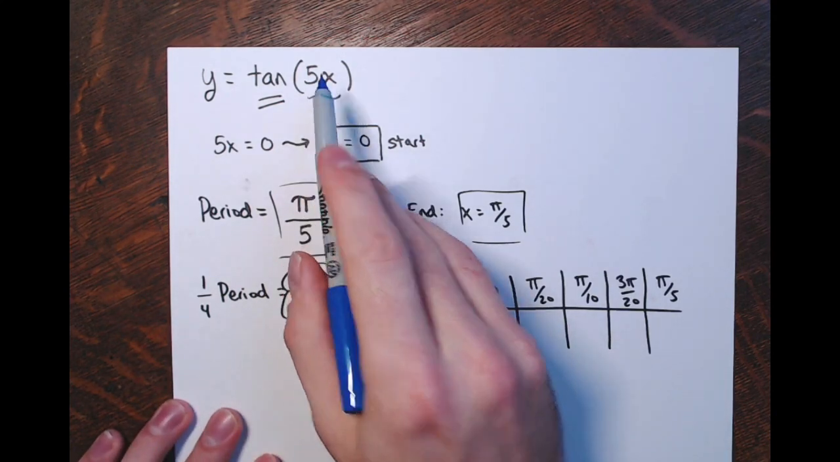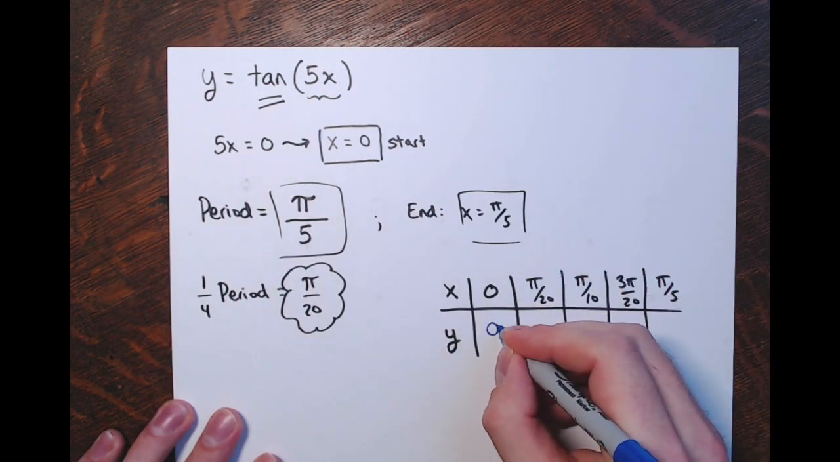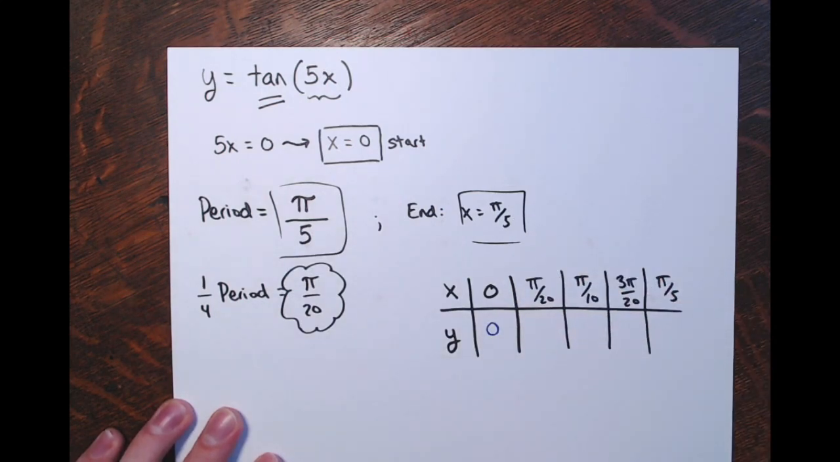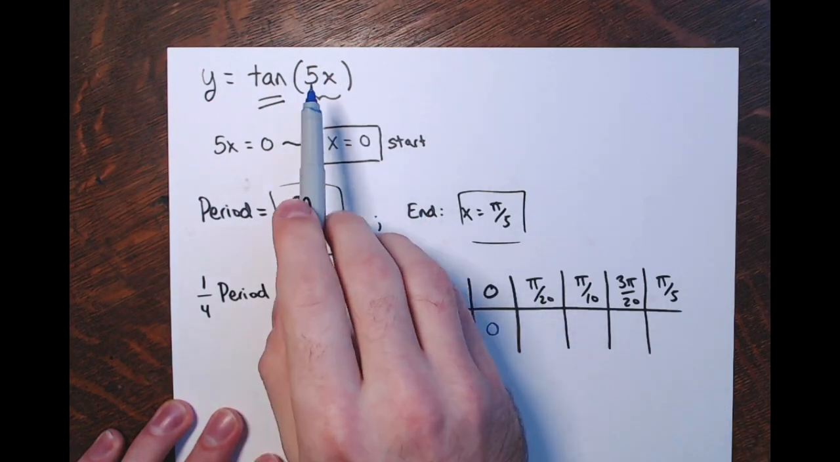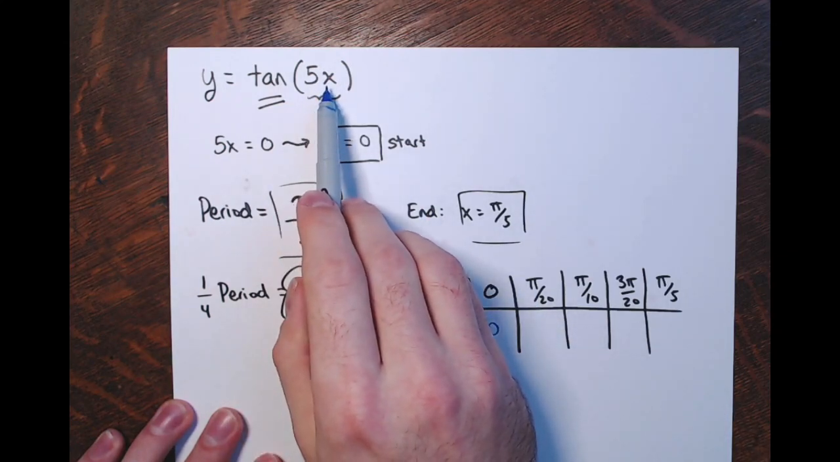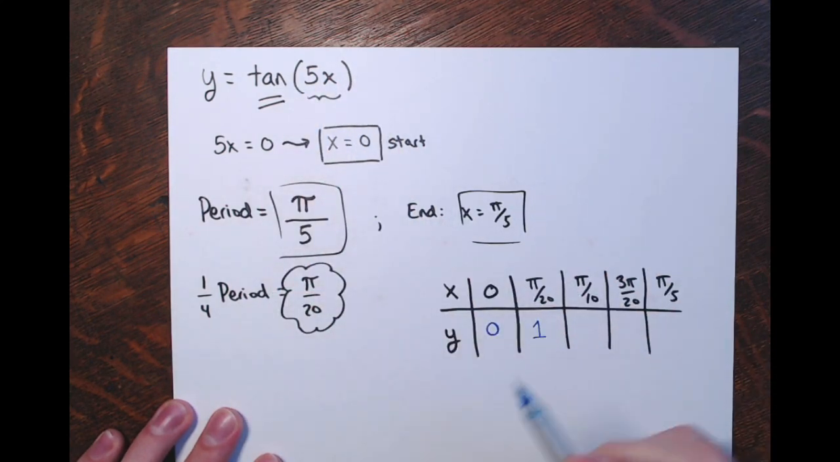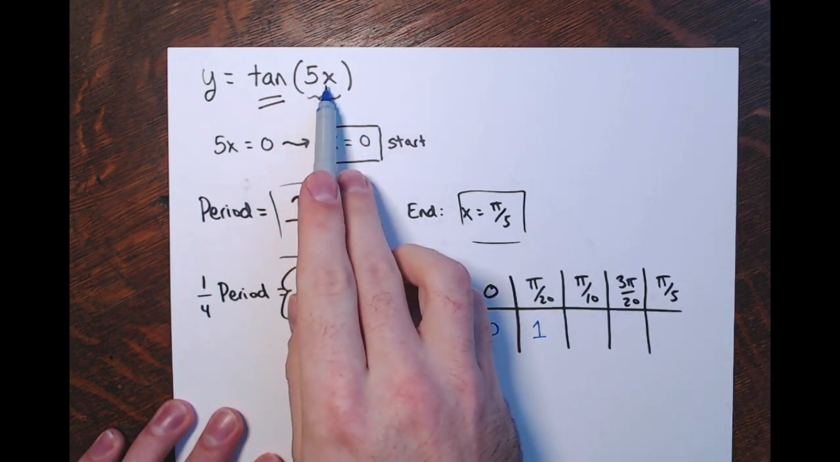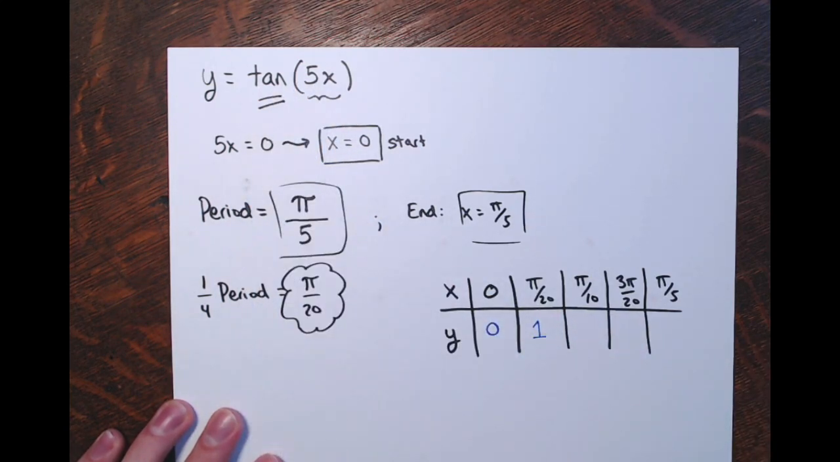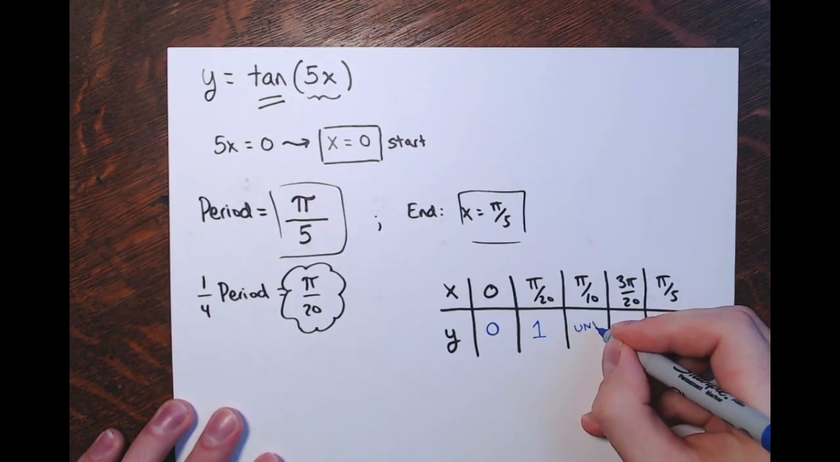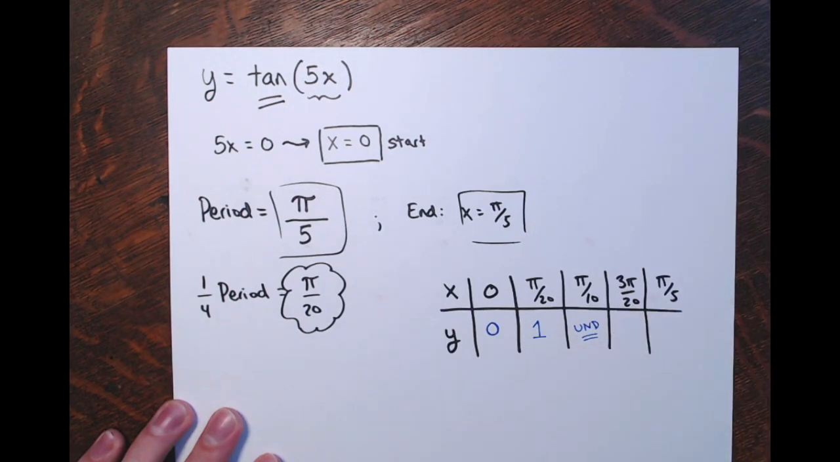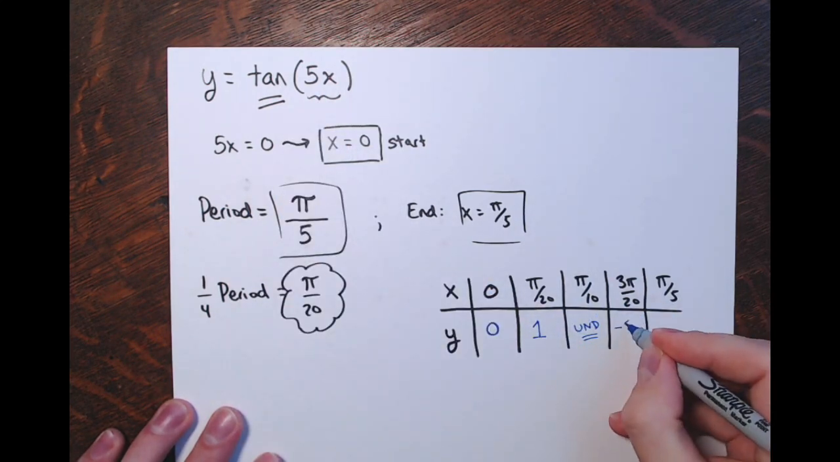So I plug in these values. Plug in 0, you get tangent of 0. The tangent of 0 was 0. So the point (0, 0) is going to be on this. I plug in pi over 20. 5 times pi over 20 would be pi over 4. The tangent of pi over 4 is 1. Plug in pi over 10. 5 pi over 10 is pi over 2. The tangent of pi over 2, remember, the tangent of those odd multiples of pi over 2 were undefined. So there's going to be an asymptote at pi over 10. Plug in 3 pi over 20, that'd be 3 pi over 4. The tangent of 3 pi over 4 is negative 1.